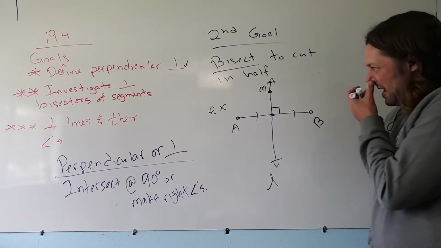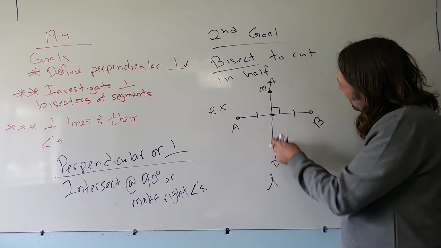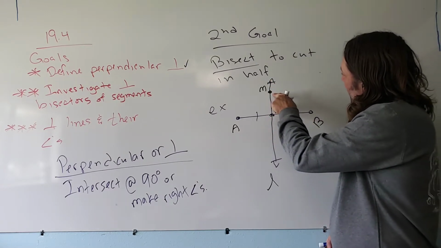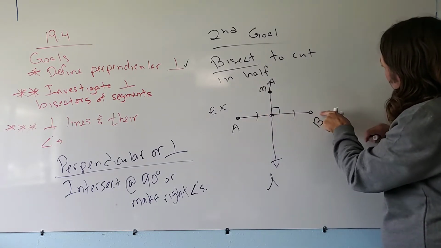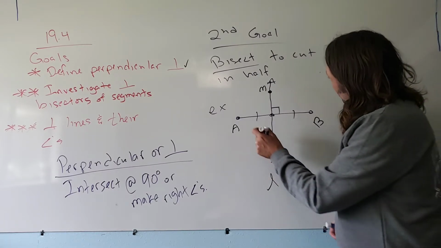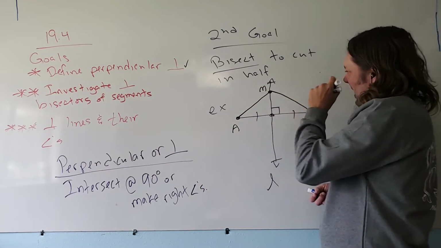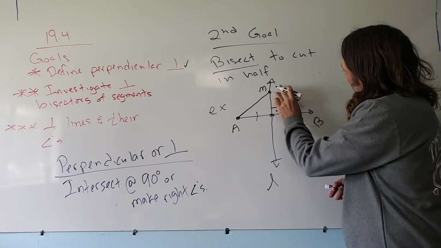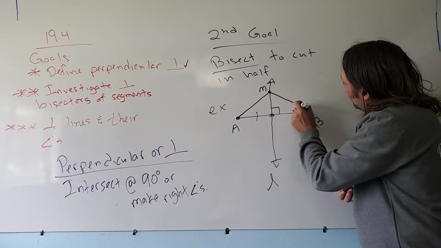Now, point M, the claim is if a point is on the perpendicular bisector of a segment, this point must be the same distance from point A as it is from point B. And the idea, to simply go through it, is that you're going to basically make, and it doesn't look this way, two identical right triangles to complete this argument.